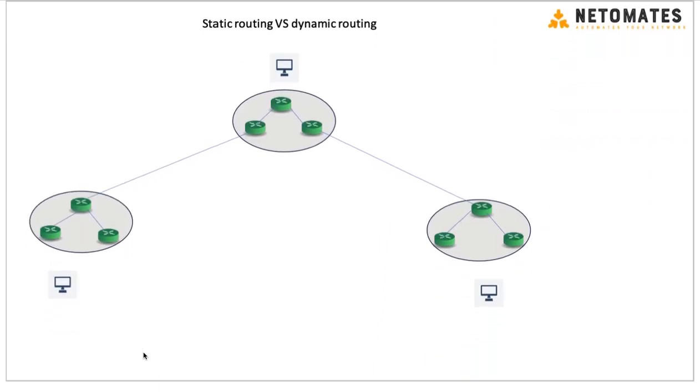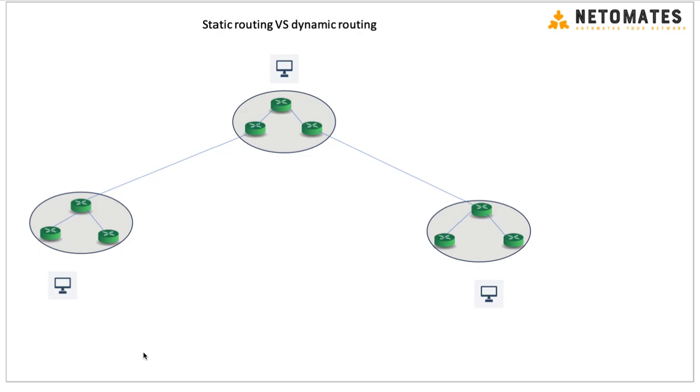So let's look into this topology. Here we have three locations. Let's say this is office A, office B, and office C. We have users in each office. I'm just representing one PC here, but there are multiple PCs and multiple users at each office location. Now we want to establish connectivity between all three offices.